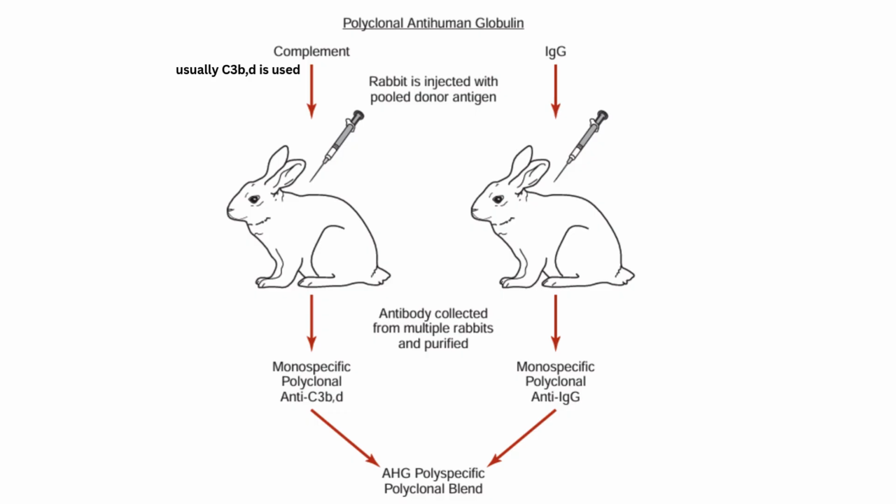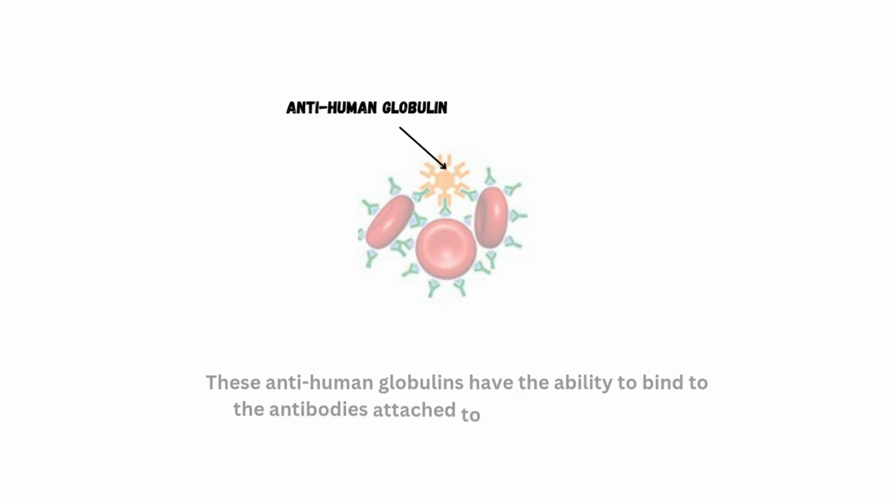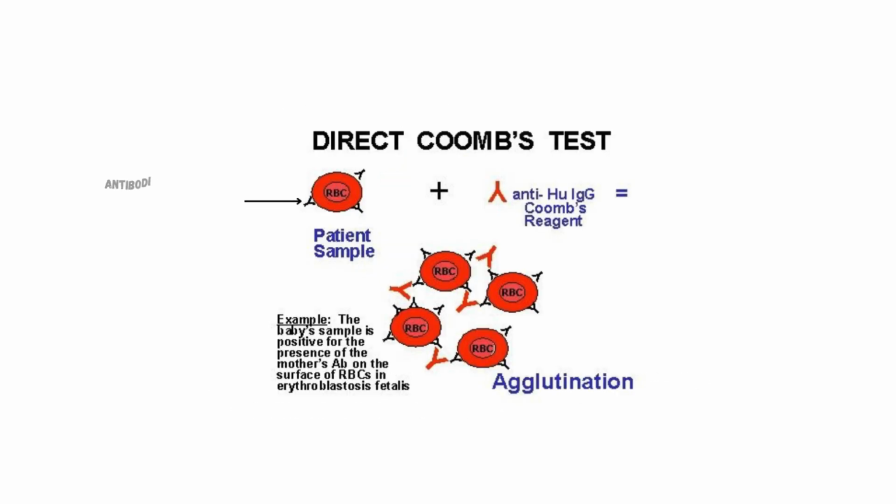The animal's immune system treats these human antibodies or complement as foreign and produces antibodies against them, specifically anti-human IgG or anti-human complement. These anti-human antibodies are collected from the animal's serum and purified, and that becomes our Coombs reagent. This reagent will bind to any human antibodies that are attached to red blood cells, helping us detect their presence through agglutination.